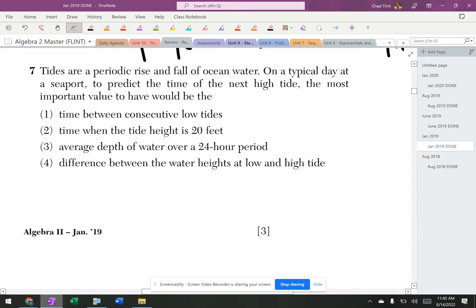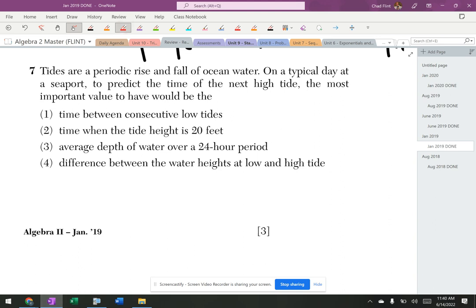All right, so we've got a tide's periodic rise above an ocean, typical day. Predict the time of the next high tide would be... All right, to predict the next high tide on a typical day, let's see, the most important value to have would be... All right, so I want to know when the next high tide is, and that's going to have to do with time.